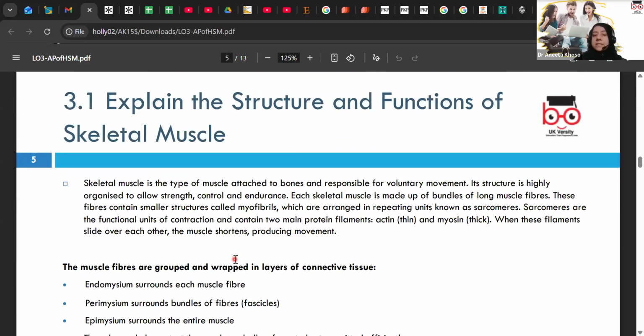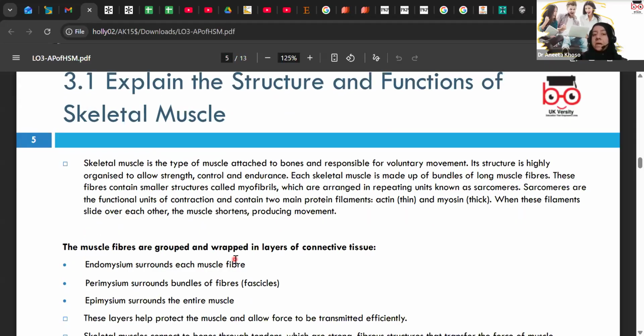So the structure and the function of the skeletal muscle: it is the type of muscle that is attached to bones and responsible for voluntary movement. Its structure is highly organized and it allows strength, control, and endurance. Each skeletal muscle is made up of bundles of long muscle fibers. These fibers contain smaller structures known as myofibrils, which are arranged in repeated units known as sarcomeres. Sarcomeres are the functional unit of contraction and contain two main protein filaments: actin, the thin filament, and myosin, the thick filament. When these filaments slide over each other, the muscle shortens, producing movement.